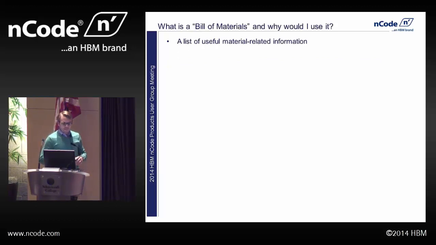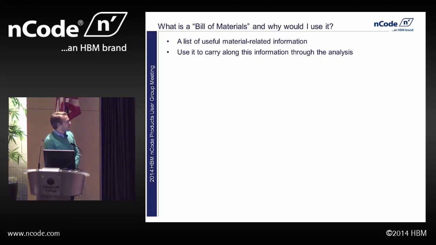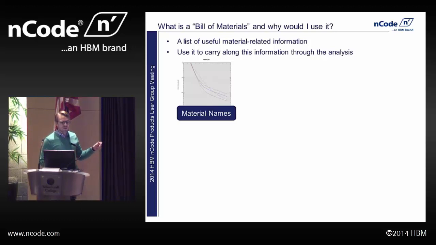Okay, so depending on who you are within your company, the bill of materials could mean a lot of different things. Within the context of DesignLife, essentially it's a list of useful material-related information. And you would use it anytime you want to carry along that information throughout the analysis. So that could be things like material names, okay? And we'll see in a second that we can actually use this idea of the bill of materials to have DesignLife automatically assign material names based on this list that I give it, okay?